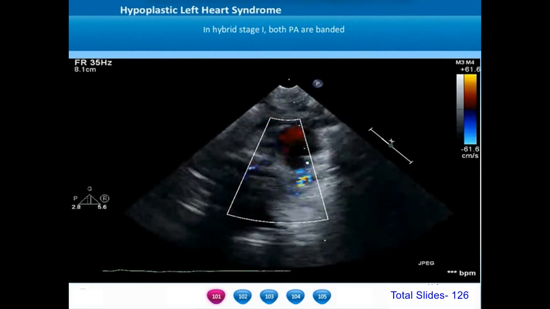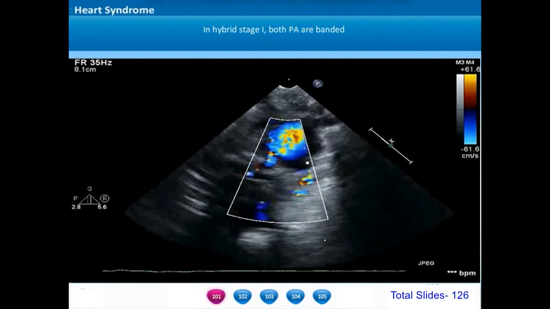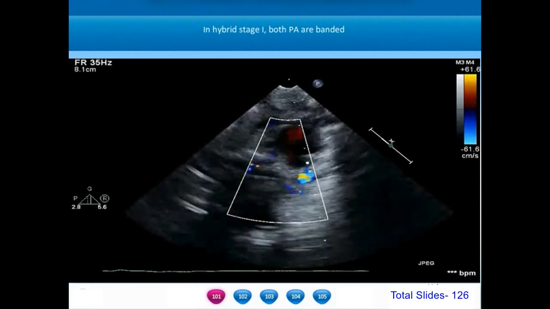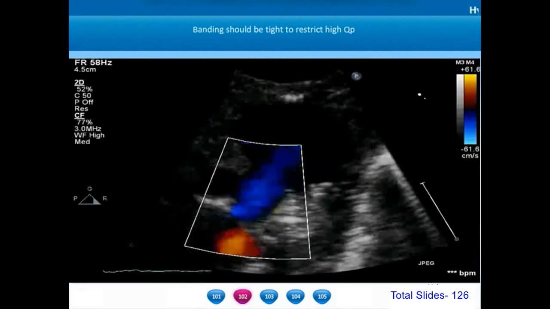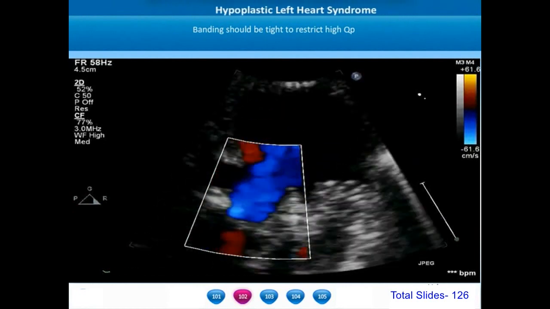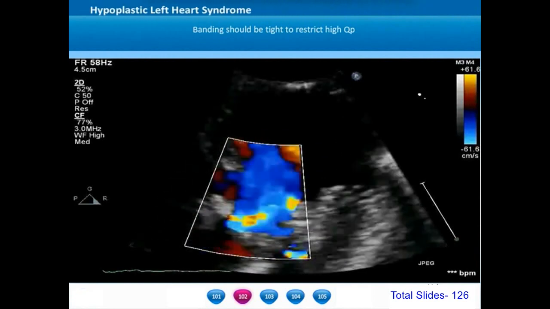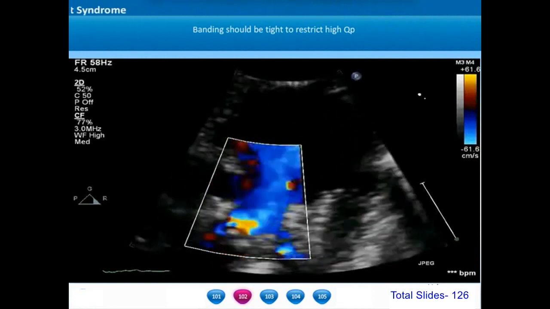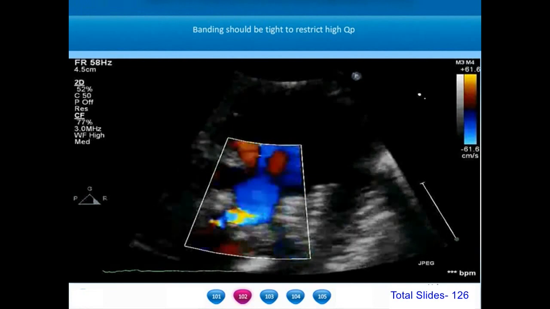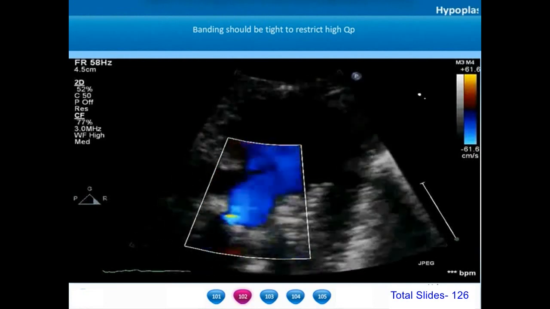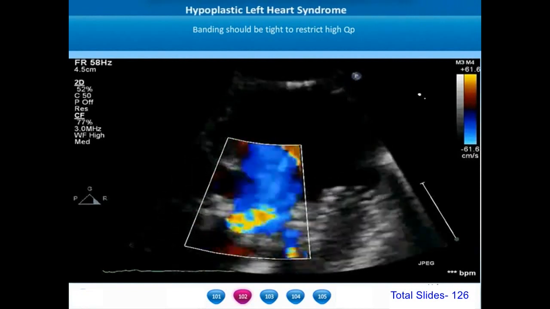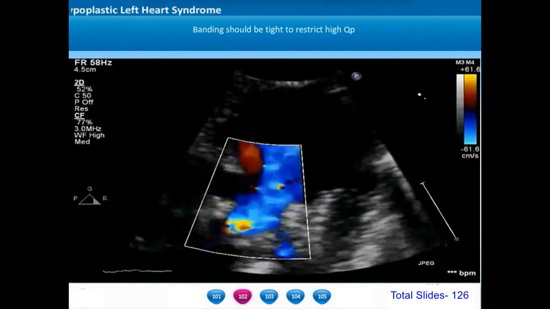Ideally, the banding has to be done to make the pulmonary artery get reduced to a diameter of between 3 to 3.5 millimeters. The purpose of banding is to restrict the pulmonary blood flows and reduce the pulmonary artery pressures so that the distal pulmonary vascular bed will be suited for a bidirectional Glenn shunt at a later date. So the pulmonary artery banding has to be very tight in order to give distal pulmonary artery pressures of less than 20 millimeters of mercury.